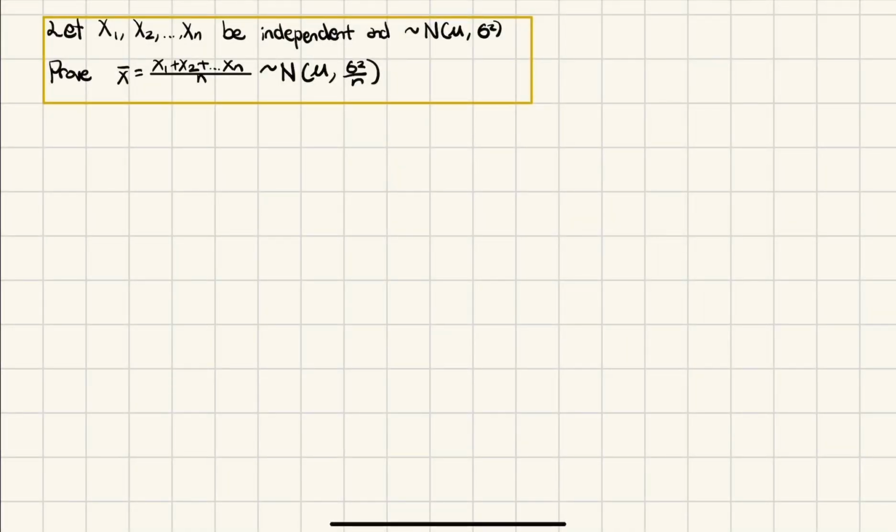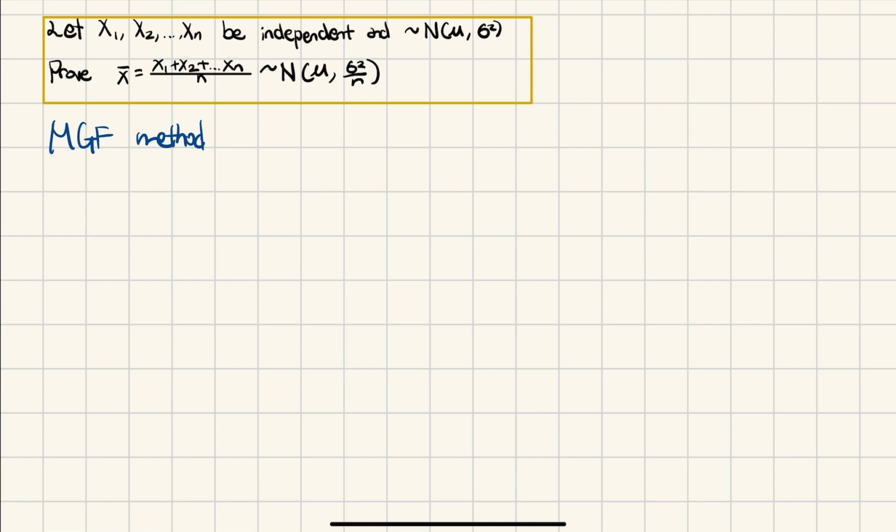Alright, let x1, x2, all the way to xn be independent and follow a normal distribution with a mean of mu and a variance of sigma squared. Prove that x mean also follows a normal distribution with a mean of mu and a variance of sigma squared over n. So let's use the MGF method because that's my favorite method.